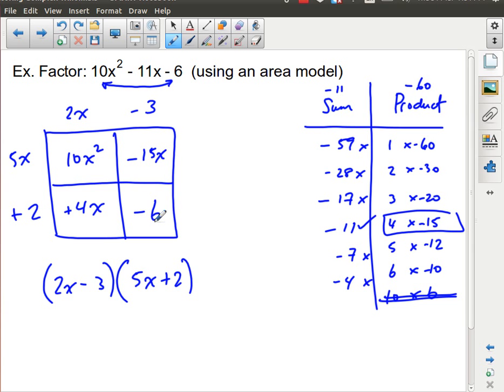You're not factoring by grouping because the groups are already done for you. You don't have to worry about the groups. It's being done for you automatically.